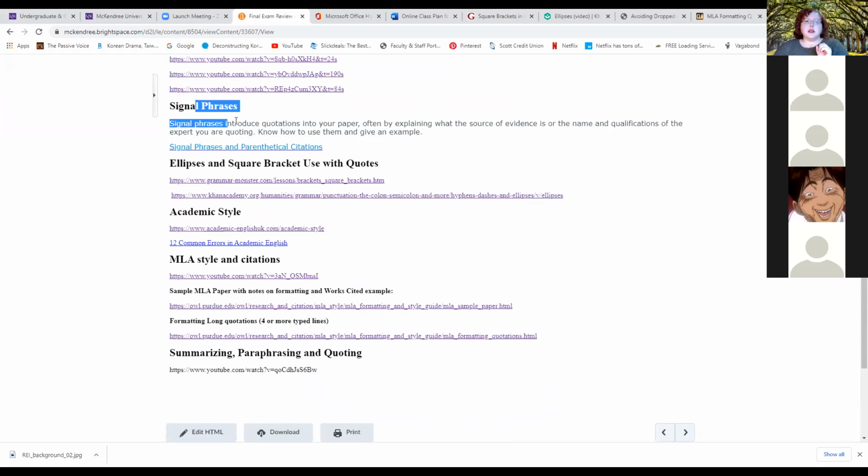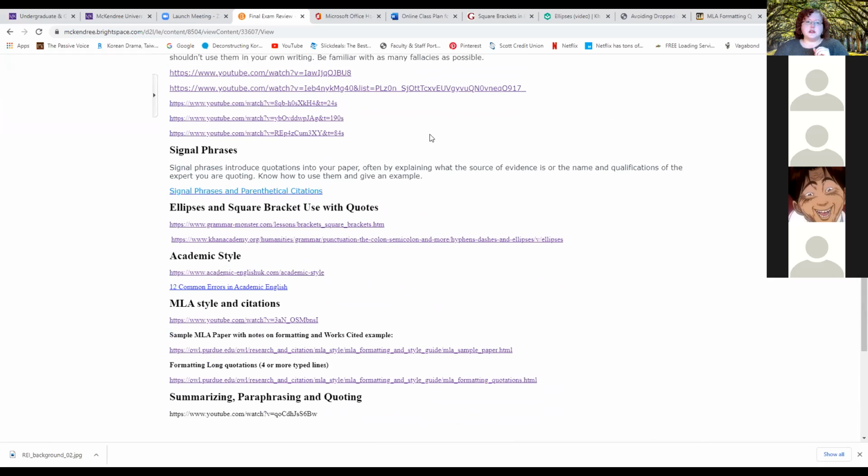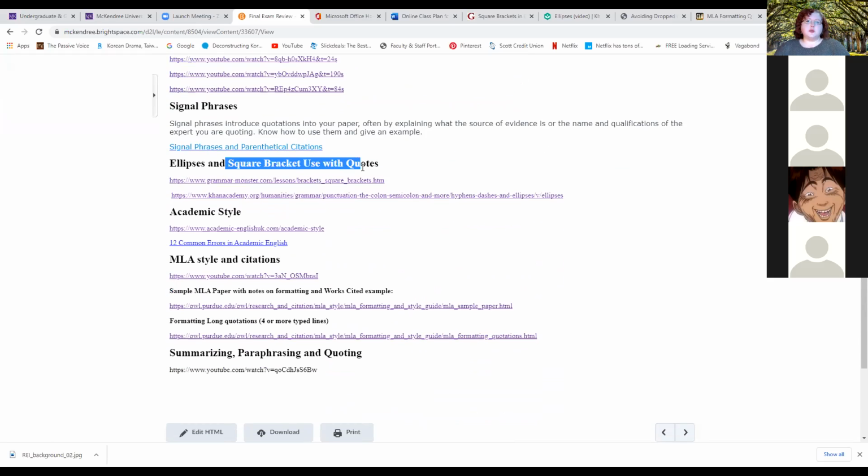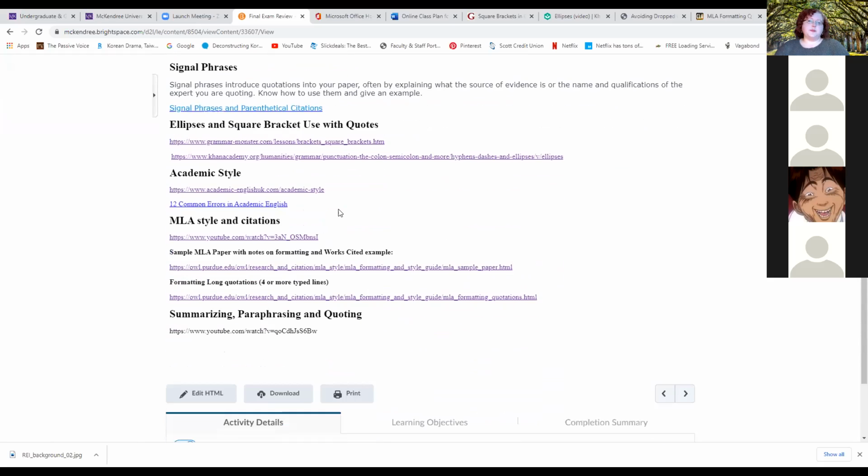Signal phrases. I'm going to talk more about this in a minute because I'm seeing a lot of dropped quotations in the last paper. A dropped quotation means you just have a quote in your paper without any of your words attached to it. So we'll look at examples of how to fix those. Ellipses and bracket use with quotations. We talked about this pretty long ago, but I've got a couple of videos we're going to watch here to review it because that will be on the final exam.